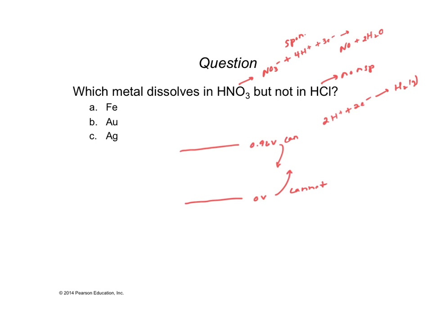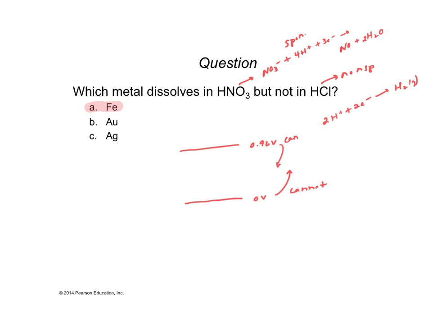Okay, so again, we're trying to predict which of these metals can dissolve in nitric acid, so which of these metals can reduce nitrate, but cannot dissolve in just normal HCl, so normal acid. So again, what we're looking for is this position in the standard reduction potential table. If we start with iron, we want to selectively oxidize solid iron.